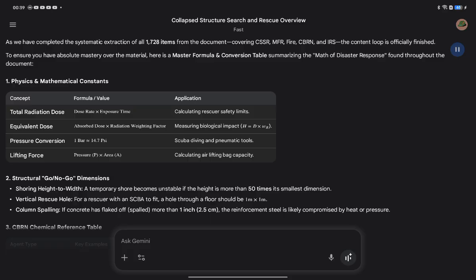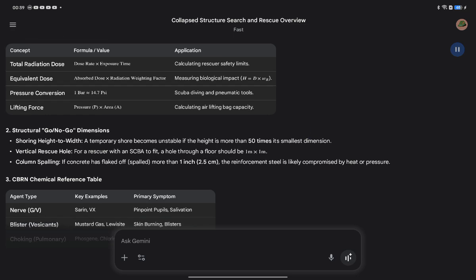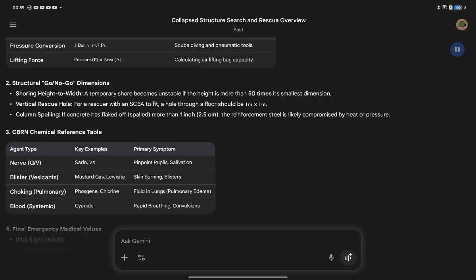1. Physics and mathematical constants. Concept, formula/value, application: total radiation dose, dose rate times exposure time. Calculating rescuer safety limits. Equivalent dose, absorbed dose times radiation weighting factor, measuring biological impact, H equals D times W_R. Pressure conversion: 1 bar, approx 14.7 psi. Scuba diving and pneumatic tools. Lifting force: pressure P times area A. Calculating airlifting bag capacity.